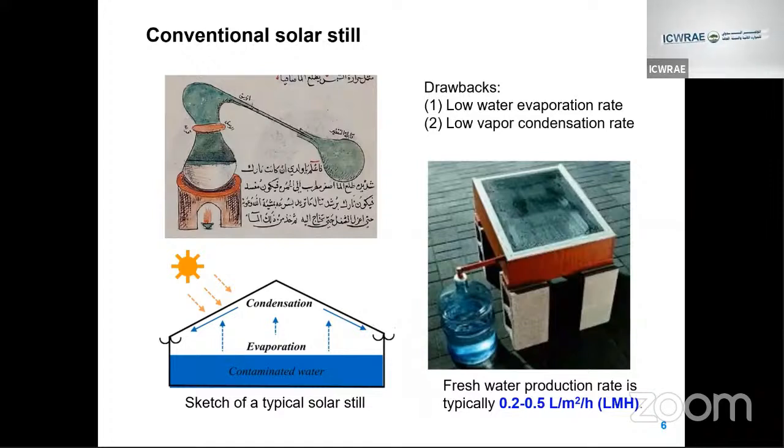So when those two drawbacks combine, we have the conventional solar still, as shown in this photo here, not able to give us more than 0.5 liters of fresh water out of 1 square meter of the solar energy absorption area each hour. So many people, including myself, have been working very passionately on how to further enhance both the water evaporation rate and the vapor condensation rate by designing more advanced systems for solar desalination.